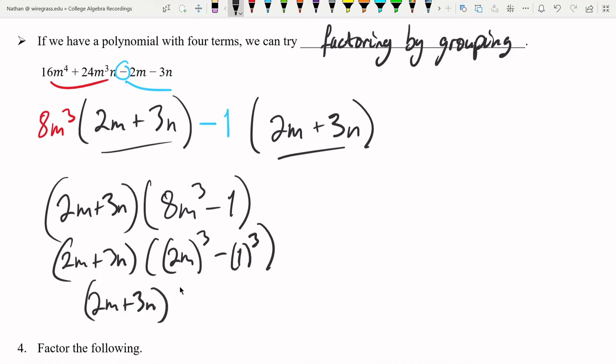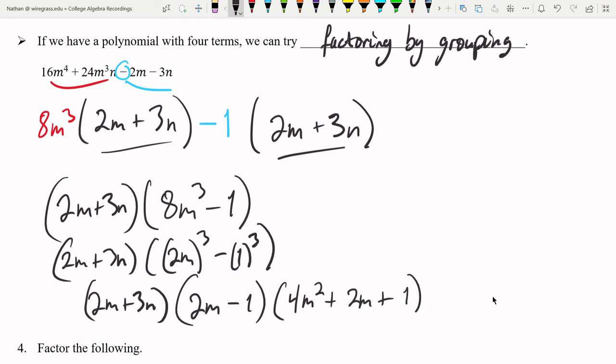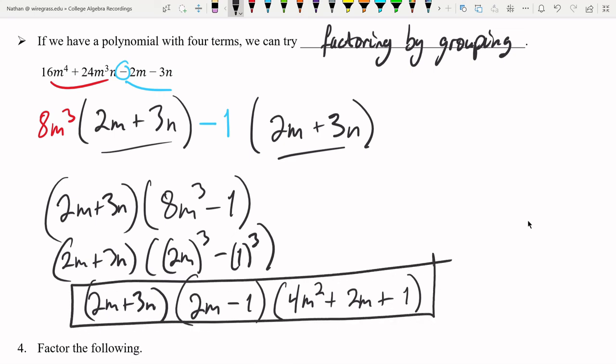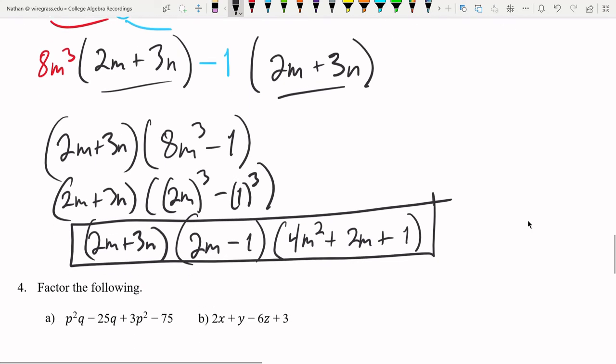just go back and look at the formula that I showed you. It's going to be A is 2m, B is 1, A minus B, then A squared, it's going to be 4m squared, plus A times B, 1 times 2m, plus B squared. B is 1, so 1 times 1 is 1. And this is completely factored. Okay, try it out in number 4.